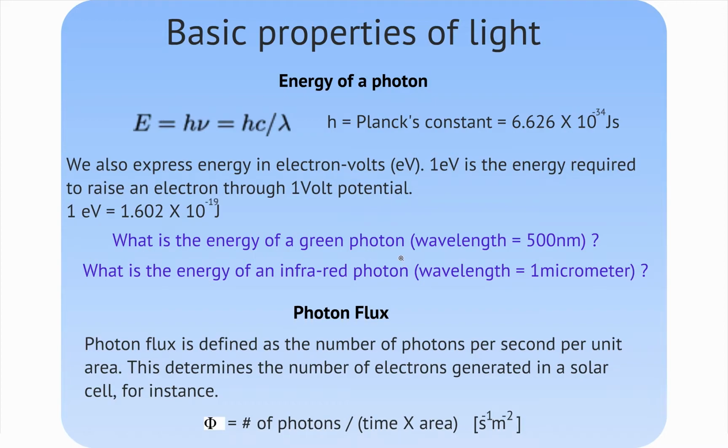So again, I don't particularly care about the exact numbers, but I just want you to get a feeling for what those numbers mean, right? If you see a green photon, this energy is about between 2 and 3 electron volts. Now, of course, this will become important when we talk about solar cells later on. So keep that in mind, but we need to know what that is.